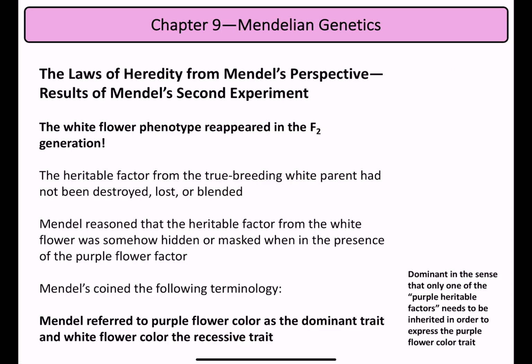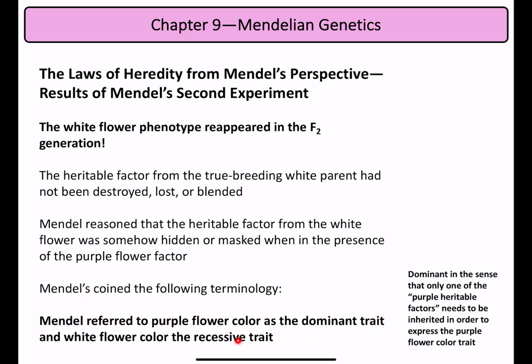Now, just to reiterate the main takeaways from this. Wow, the white flower phenotype came back. It wasn't destroyed, wasn't lost, wasn't blended. It was just hidden somehow. We'll talk about what's really going on because we know more about biology than we did in 1860.